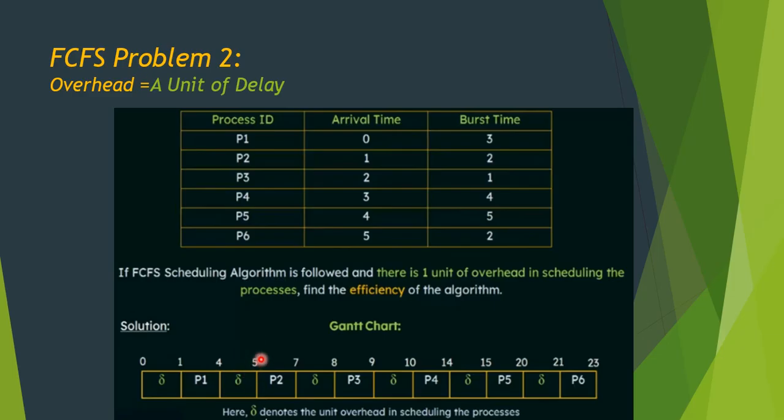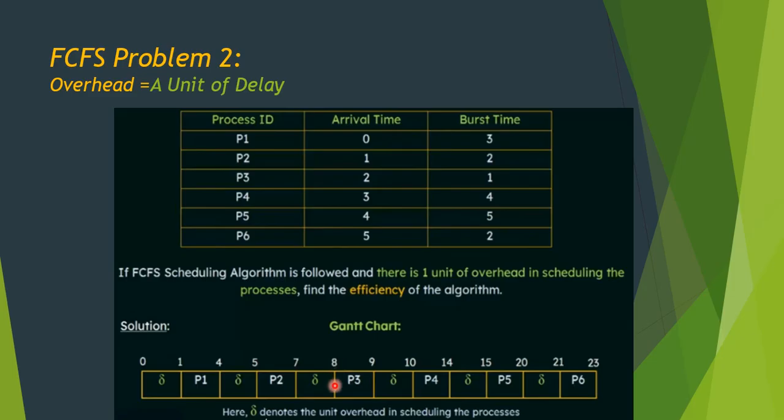So now process 2 comes in at 1, when process 4 is done. But then the CPU waits for one unit, and then it comes to 5. Then from 5, process 2 begins running on the CPU for 2 milliseconds, so it goes up to 7. Then from 7 again, the CPU becomes idle for 1 unit, which goes up to 8.